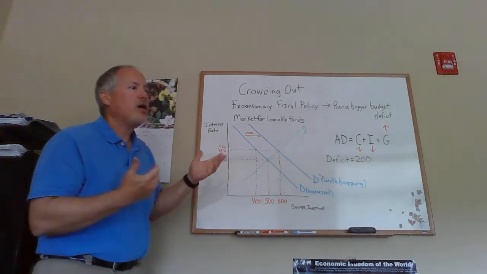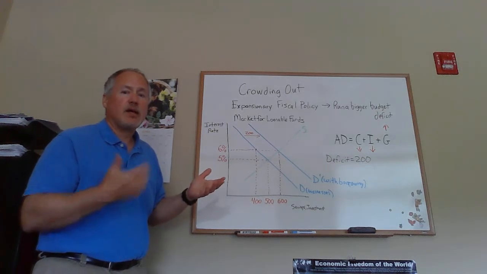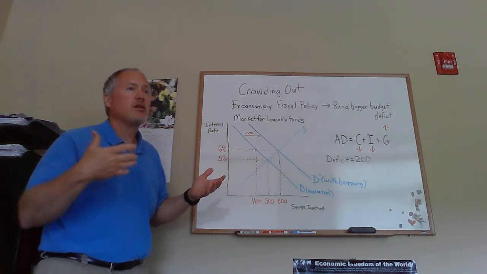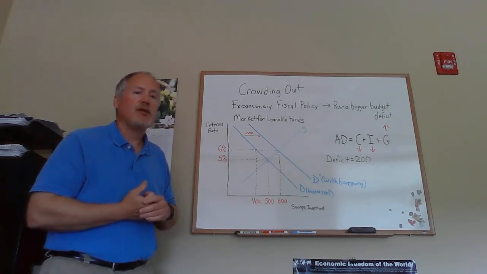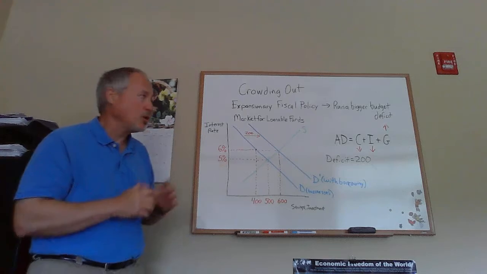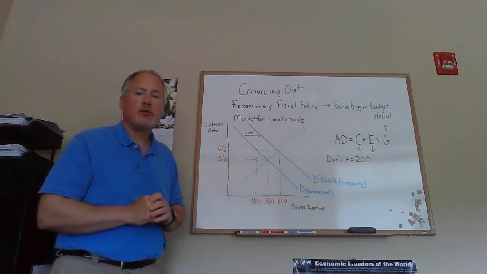But crowding out is also important as a concept to keep in mind in terms of thinking about the economic effects of a large national debt for the economy as well. So that's the crowding out from Chapter 16.